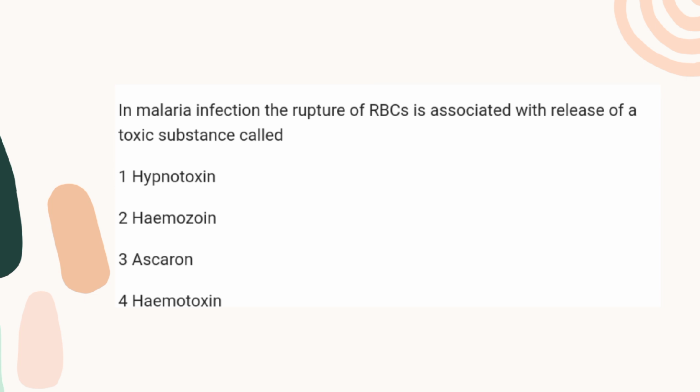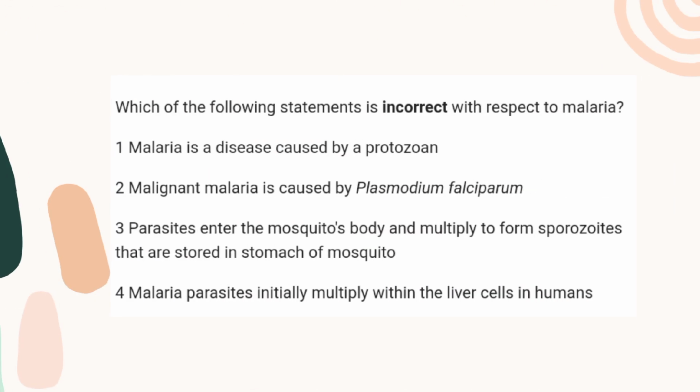In malaria infection, the rupture of RBC is associated with release of a toxic substance. I told you this, hemozoin, was asked multiple times. So do remember this name, hemozoin. Okay, there are chances of asking it. Next question: which of the following statements is incorrect with respect to malaria?